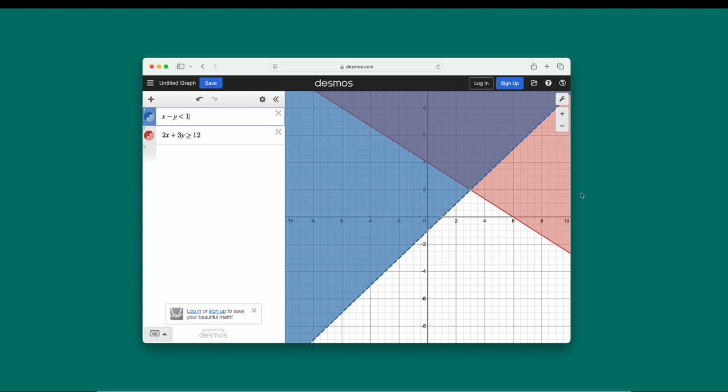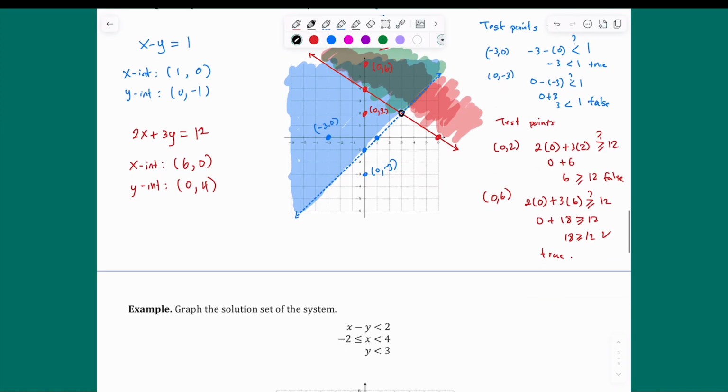You can see it's the same region, and the region where there's the overlap is the solution set, where they meet. So anything on the solid red line is included, anything on the dotted line is excluded, and the point where they overlap would not work, because it won't satisfy both inequalities. Okay, so let's go back to the notes and try some more examples.